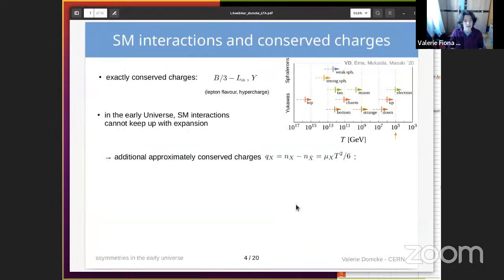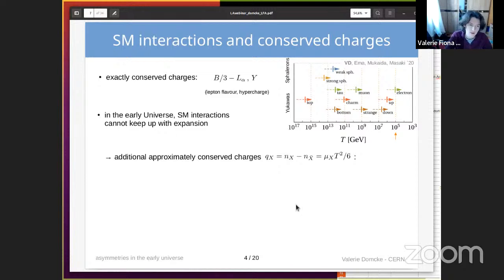Okay. So let's start, as I said, by a couple of ingredients that I need to introduce. And the first ingredient that I need to introduce is the standard model, and in particular, the interactions and the conserved charges in the standard model. So as you probably all know, in the standard model above the electroweak phase transition, there are 3 exactly conserved charges, which is hypercharge, and the 3 flavored B-L asymmetries.